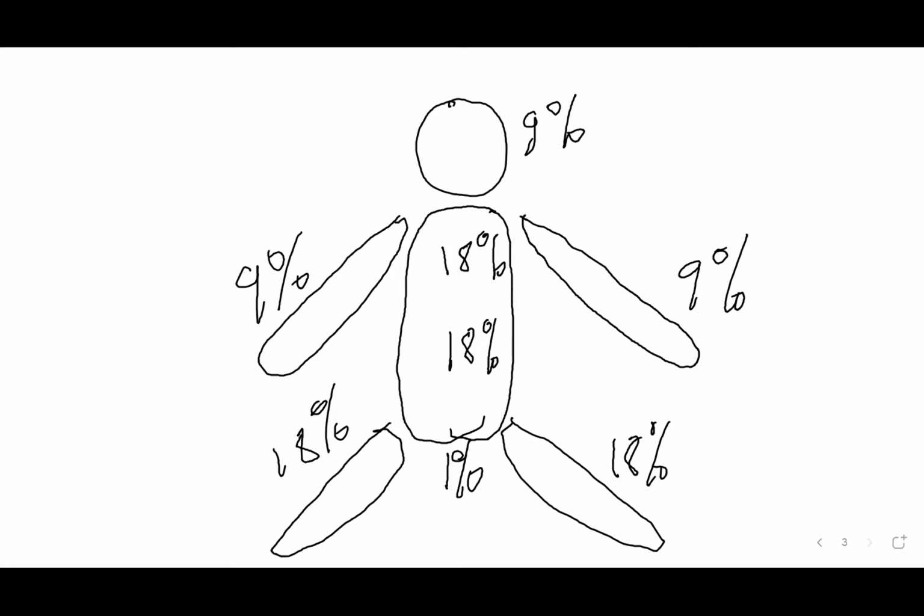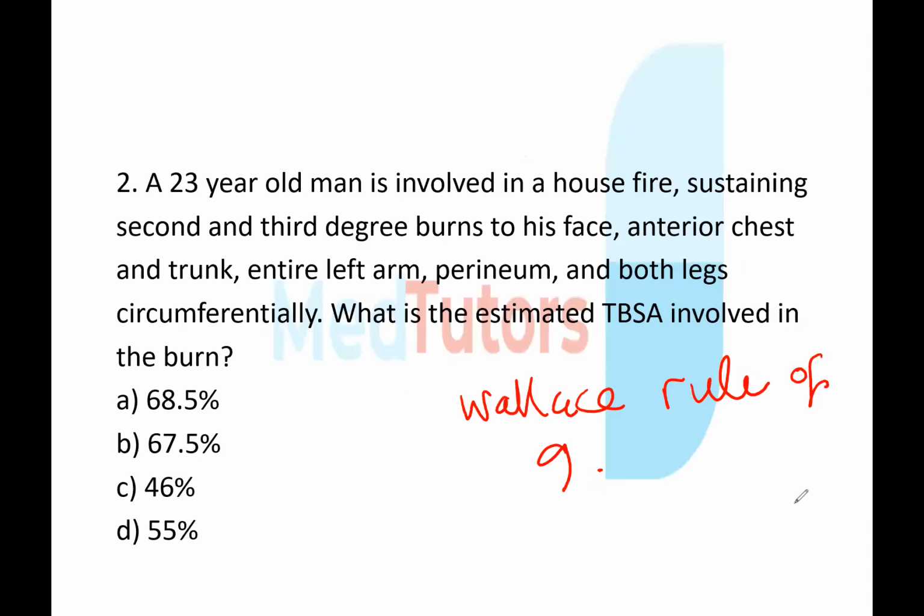Now, if you go back to that question, a 23-year-old man is involved in a house fire, sustained 2nd and 3rd degree burns to his face. Now you can see it's not the entire head and neck that is involved. You have only the face, which will give you 4.5%. The anterior chest and trunk will give you 18, because we said the back is also 18, making 36. The entire left arm will give you 9%.